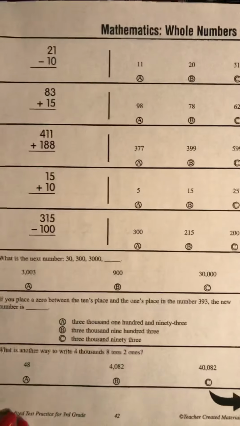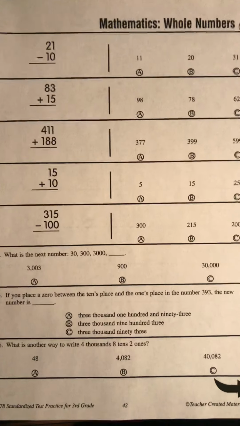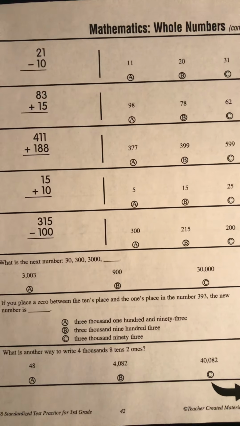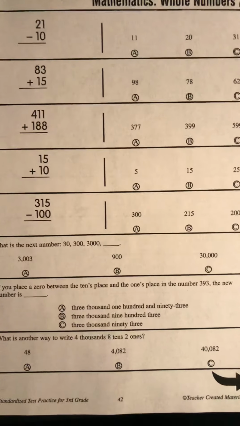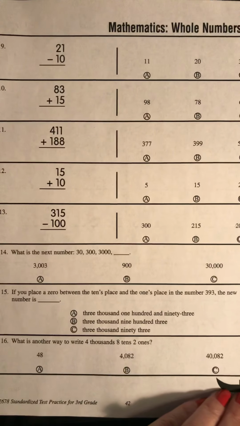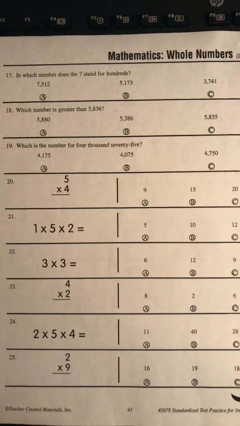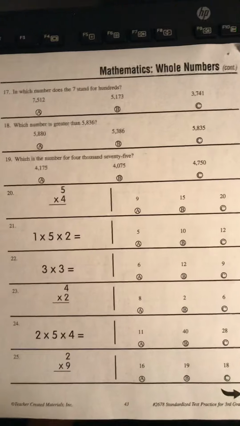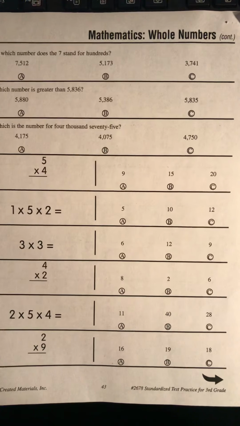Okay, your math again. You have some addition and subtraction on this page, some number patterning, numbers written in words, and how would you write that in numbers, standard form versus word form. And then your back is kind of similar. You're looking at some place value, greater than, less than, and some multiplication. So again, you're just going to fill in the bubble underneath or beside the correct answer.